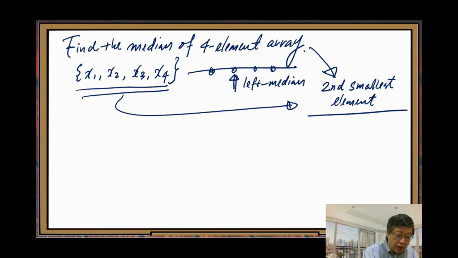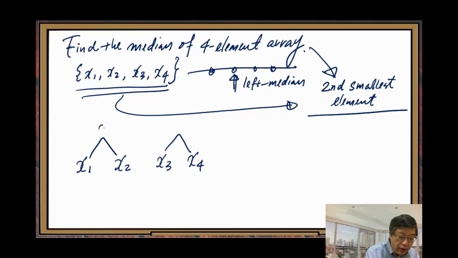First, let us group these 4 elements in 2 pairs. Pair 1, x1 and x2, we do a comparison. Pair 2, x3 and x4, we do a comparison. We assume the winner is x1 and the winner here is x3. Winner here means x1 less than x2, and x3 less than x4.